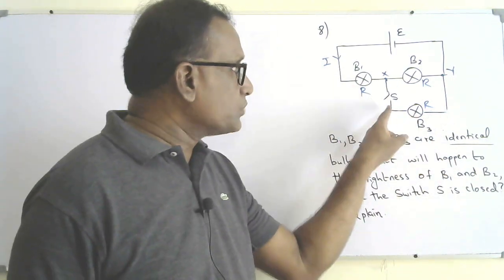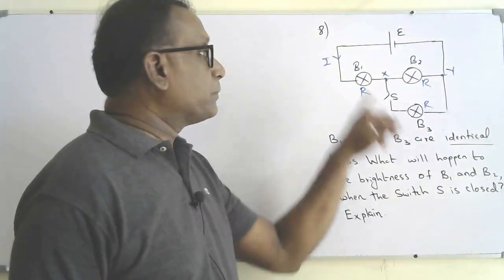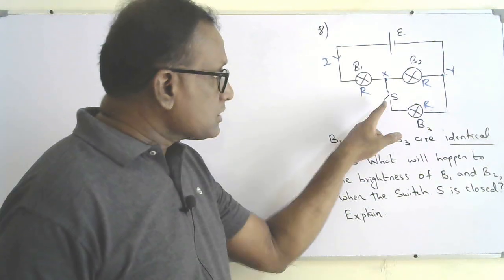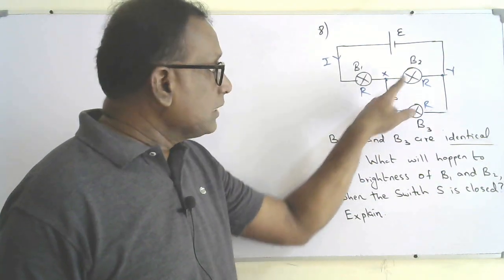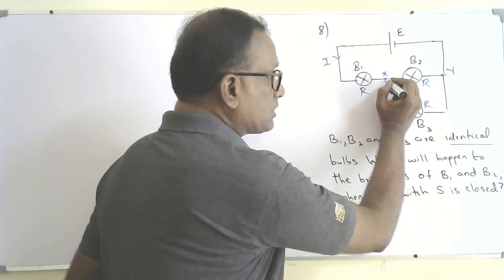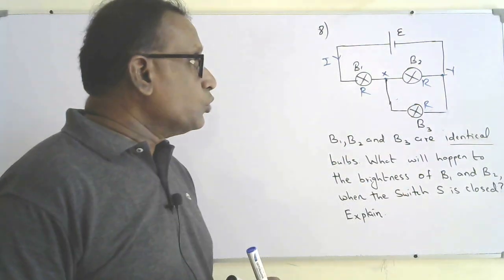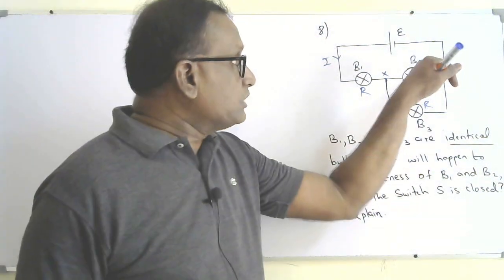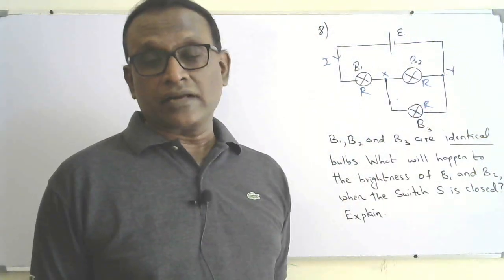Now they are closing the switch. What is going to happen to the brightness of B1 and B2? That's the question. Okay, now look at it. When you close the switch S, B2 and B3 are going to be parallel to each other. Each of them has the same resistance R.